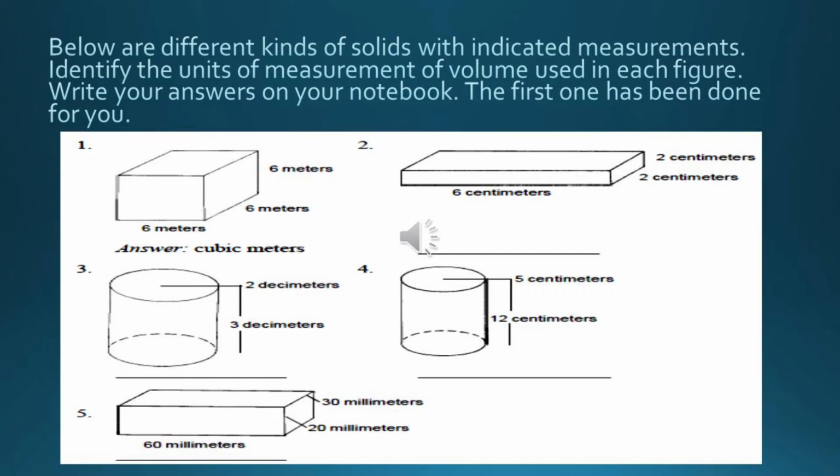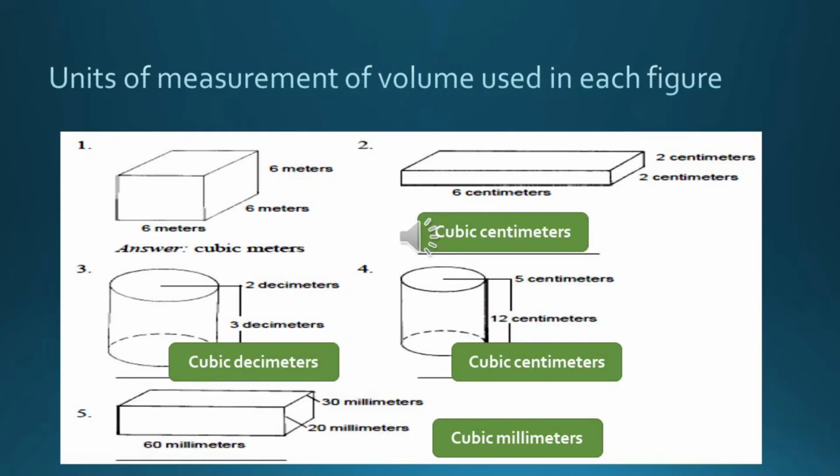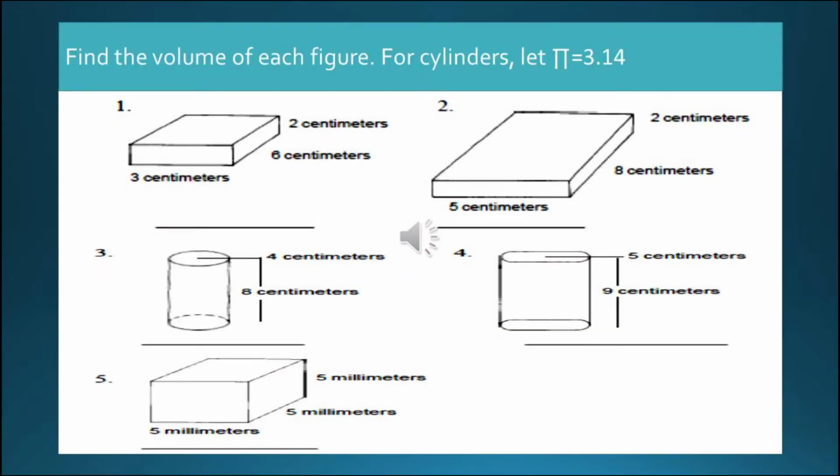Thank you. Time's up. Let us check your work. And number 2, the unit of measurement of volume used is cubic centimeters. Number 3, it's cubic decimeters. Number 4, it's cubic centimeters. Number 5, it's cubic millimeters. Who got the perfect score? Very good! Let's have another exercise.